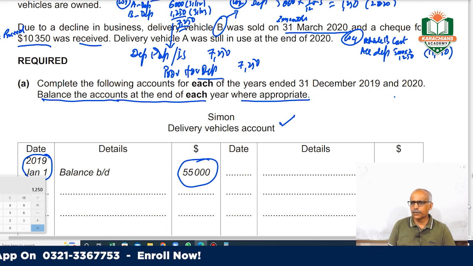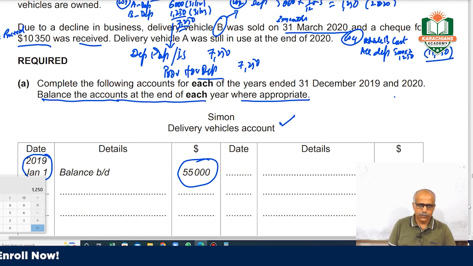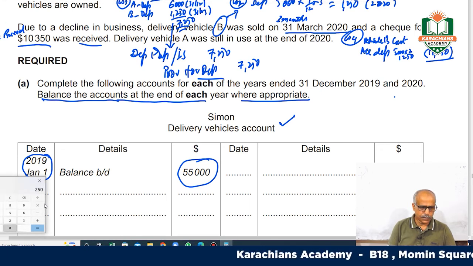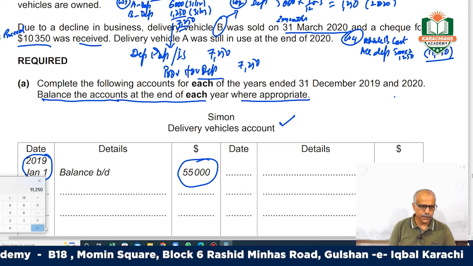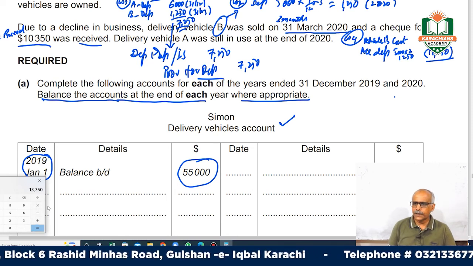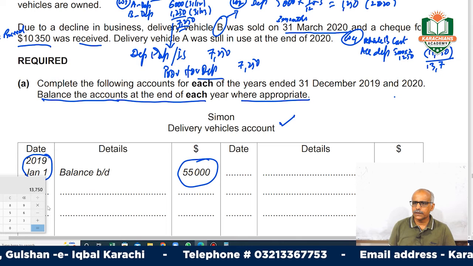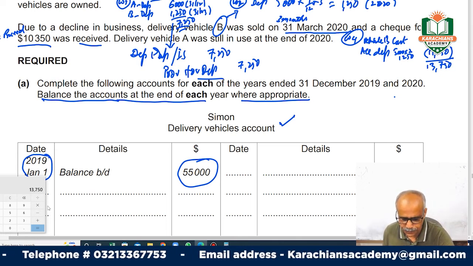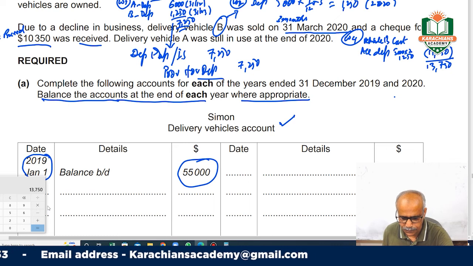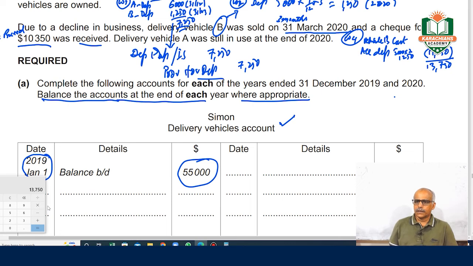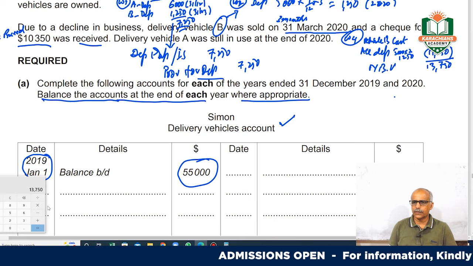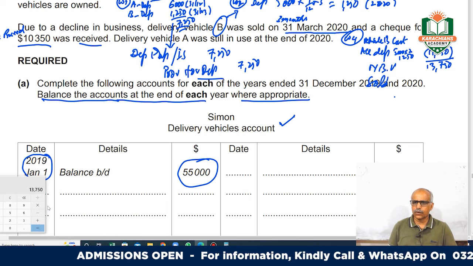So this is your depreciation if you deduct it. So how much would be the net book value? 25,000 minus 11,250, 13,750. $13,750 is the net book value, and how much was it sold for?